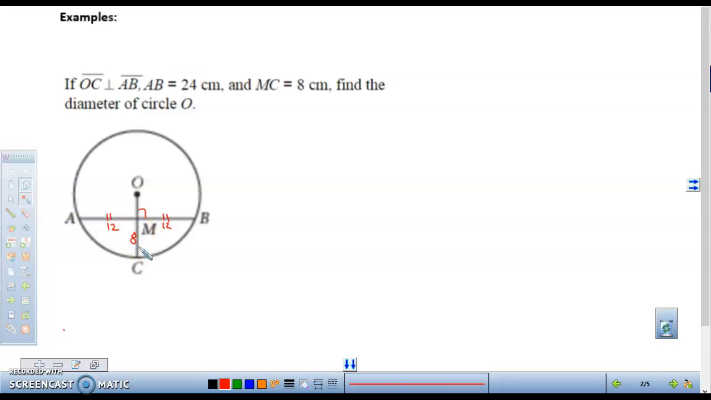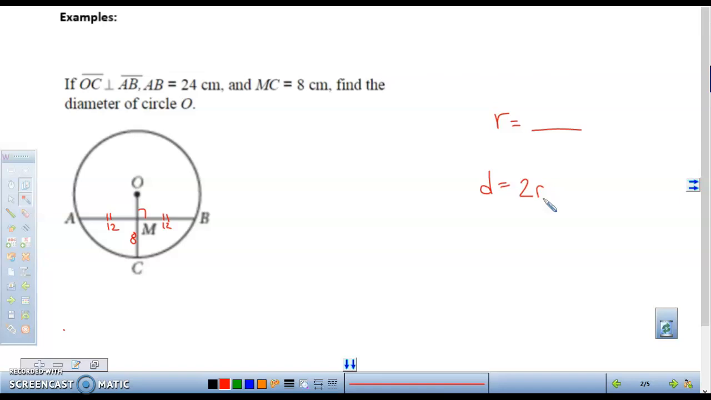All right, I want to find the diameter of the circle. Now this is my plan. My plan is I'm going to find the radius. Once I know the radius, the diameter will be 2 times that radius. So my objective is find the radius first. Once I find the radius, I'll just double it quickly to get the diameter.